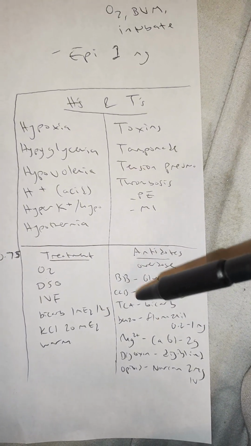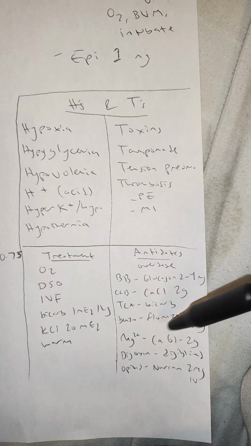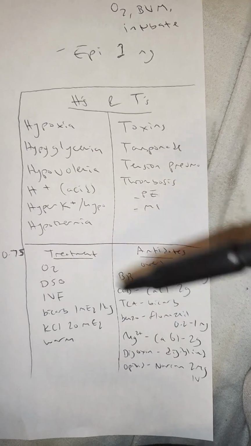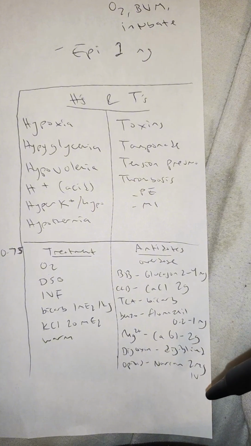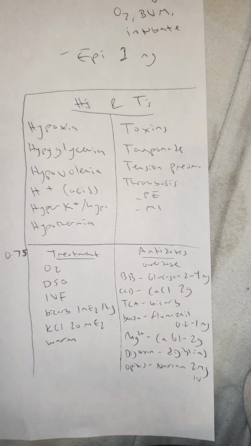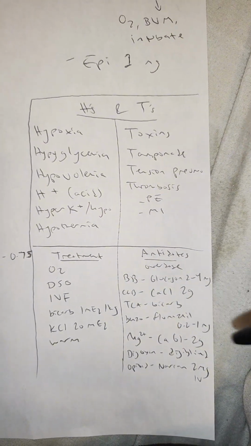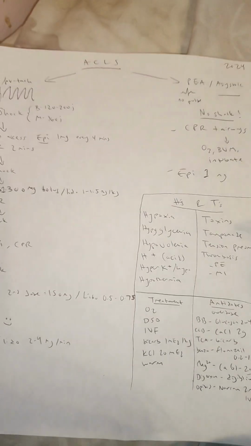If they have too much magnesium going on, you want to give calcium gluconate, 2 grams. Digoxin, give Digibind. Opioid, Narcan, 2 mg IV. Okay, they also have nasal sprays. Narcan, super important. Now, that is basically ACLS, guys.